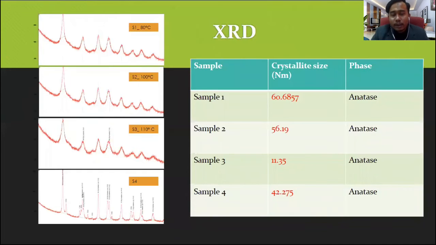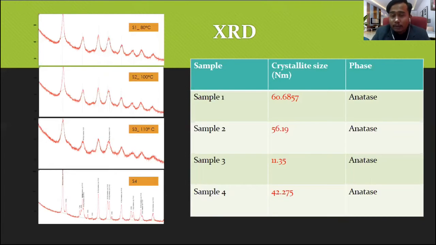Okay, for the second analysis, we use XRD, and from the chart, as you can see, from top to bottom is sample 1, sample 2, sample 3, and also sample 4. From this, we can see that all the samples had almost the same peak position. And also from this XRD analysis, we can use the Scherrer equation to find the crystallite size in nanometers for all the samples.